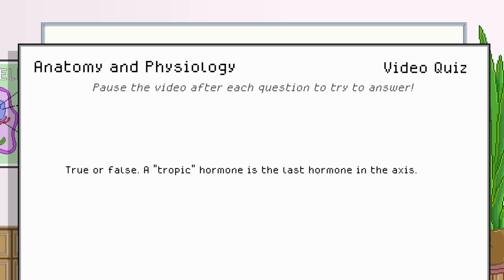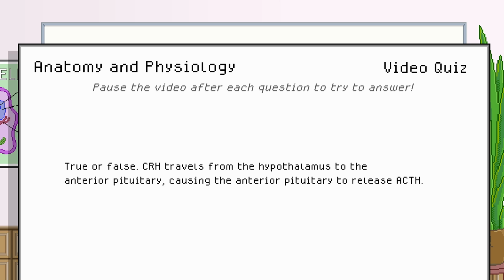A tropic hormone is the last hormone in the axis. False. Remember, if you see something like tropin or tropic in the name, it's on its way to trigger the secretion of another hormone. True or false? Corticotropin-releasing hormone, or CRH, travels from the hypothalamus to the anterior pituitary, causing the anterior pituitary to secrete adrenocorticotropic hormone, or ACTH. True. This one is hard because of the names.